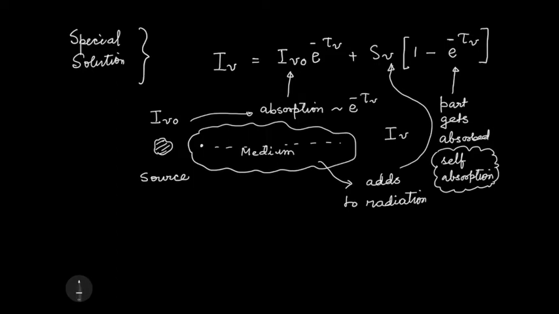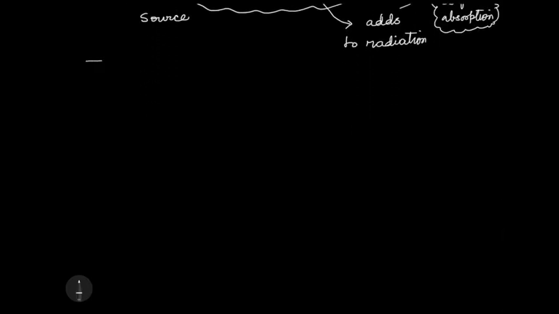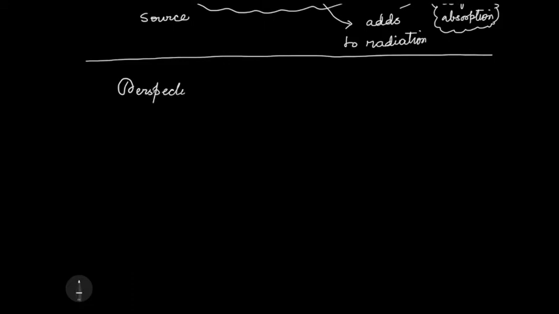All right. So this is what I mean by these cases. Now what we'll do is take different limits on tau nu and see how this equation behaves. And from that we will have a very interesting and important understanding of thermal and non-thermal radiation. So what we are embarking on now is the perspective of thermal and non-thermal radiation.